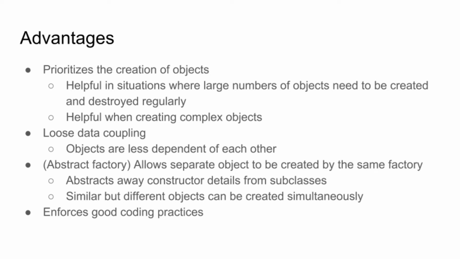There's loose data coupling, which means that objects are less dependent on each other, which is helpful for lots of different aspects. Specifically for abstract factories, they allow separate objects to be created by the same factory, which abstracts away constructor details from the subclasses. Similar but different objects can be created simultaneously from the same factory, which can be a good thing if you need lots of really similar but not exactly the same objects to be created. It also enforces good coding practices just like any other design pattern. It won't work if it's not coded well.